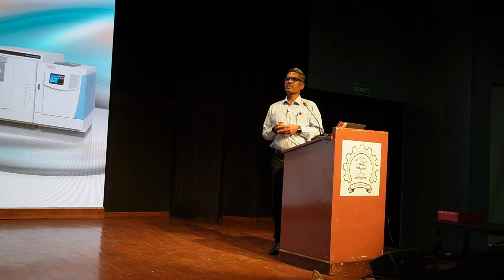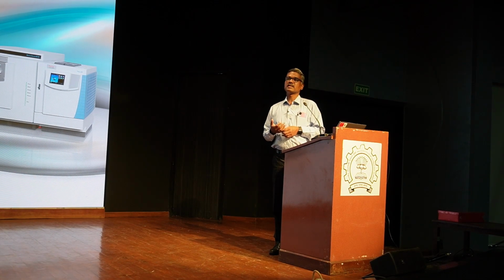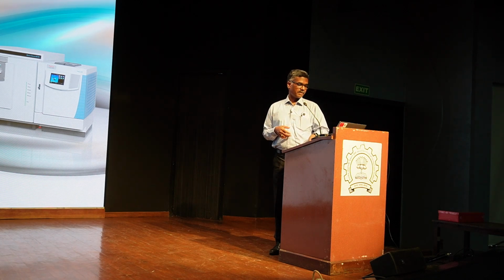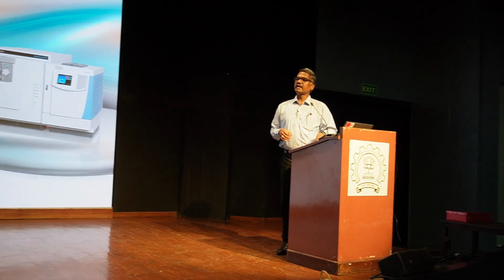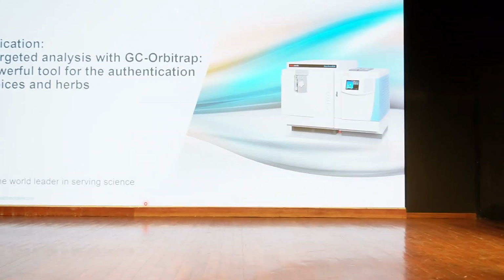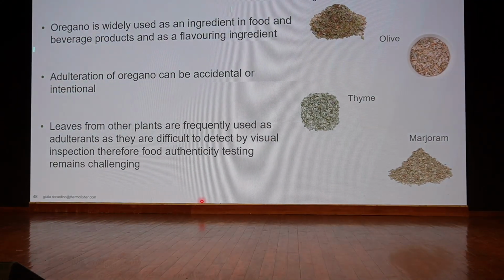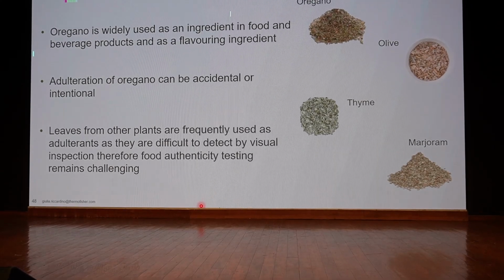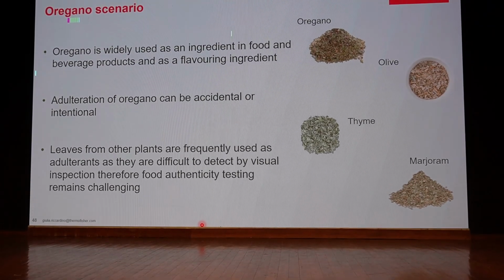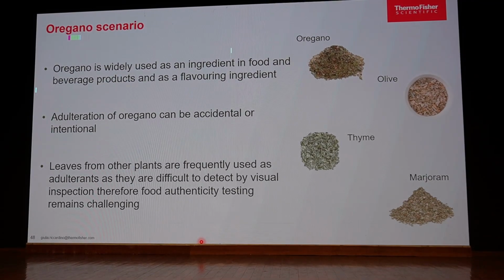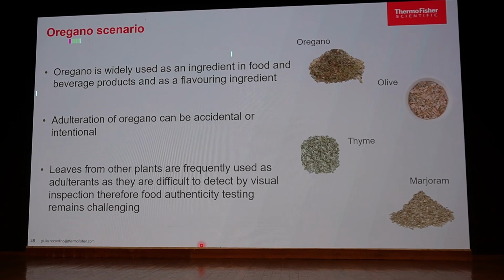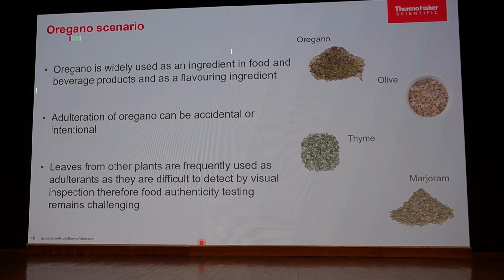So that approach you can easily achieve with these GC-Orbitrap or GC-HRMS techniques. I am giving you one example in the spice category. You have seen that oregano, olive, thyme and marjoram, these are the 4 different types of plant material we have used, and we have seen that oregano gets a lot of ingredients which are not supposed to be in that as a pure material, but sometimes you will get that adulteration.